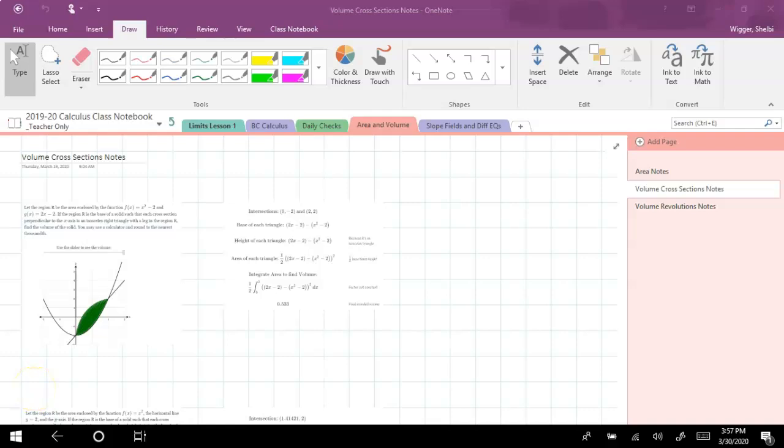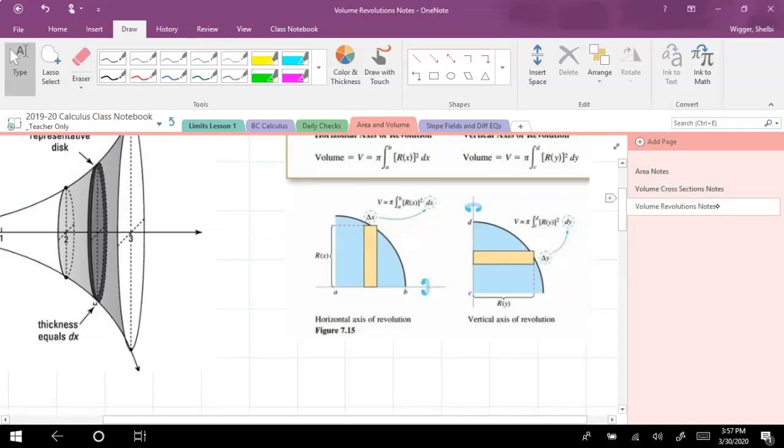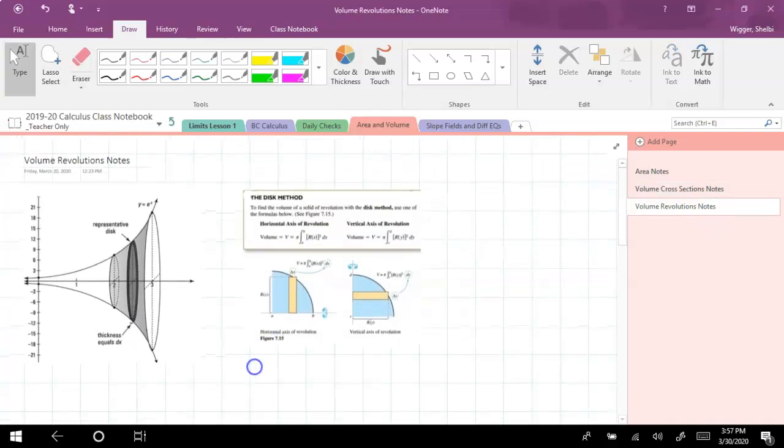Okay, we found volume with known cross-sections using the area of geometrical shapes, integrating the area to find volume. Another way to find volume of a curved shape is through revolutions, when it's revolving around a horizontal or vertical axis.